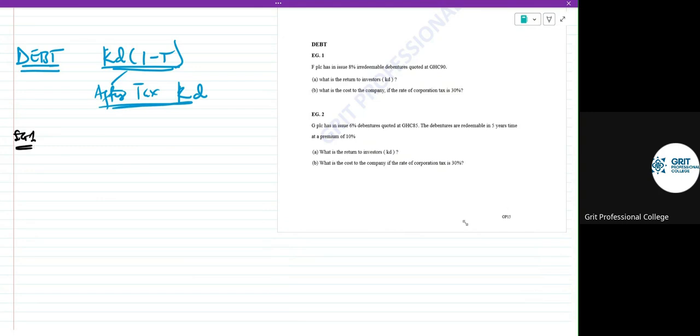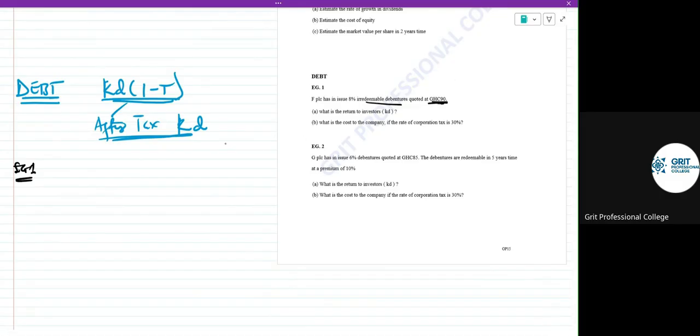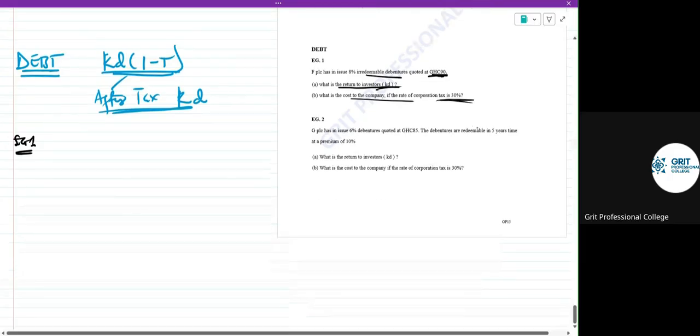FPLC has in issue 8% irredeemable debentures, which are quoted at 90 cedis. So this is the market value. First, it says, what is the return to investors? So this is KD, right? And then the second one says, what is the cost to the company if the rate of corporation tax is 30%? So that is the after-tax cost of debt.